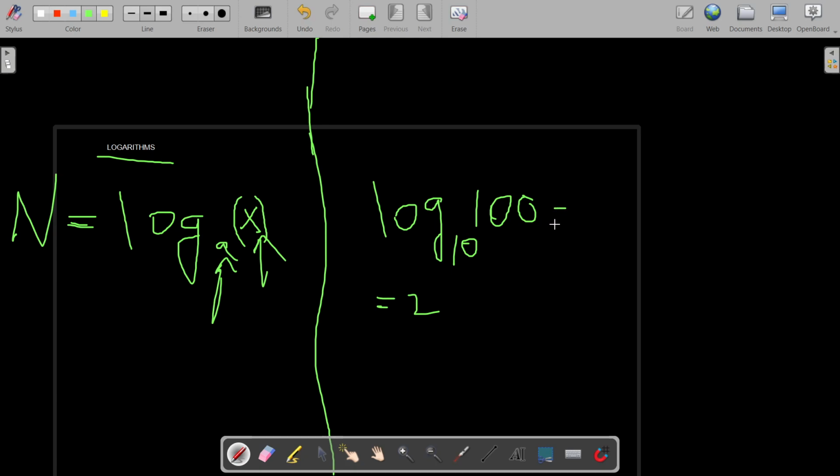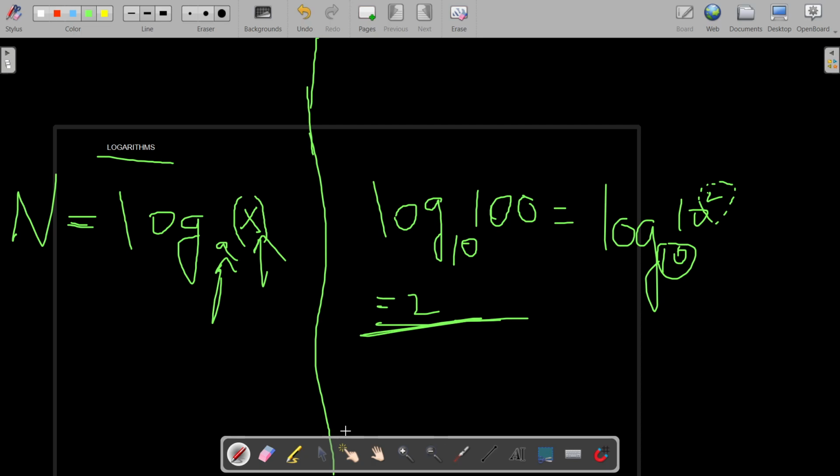Now we can simply write that like log base 10 of 10 squared. 10 into 10 is 100. How much power should we raise? We raise the power 2 of the base in the argument. So the answer of the logarithm is 2.